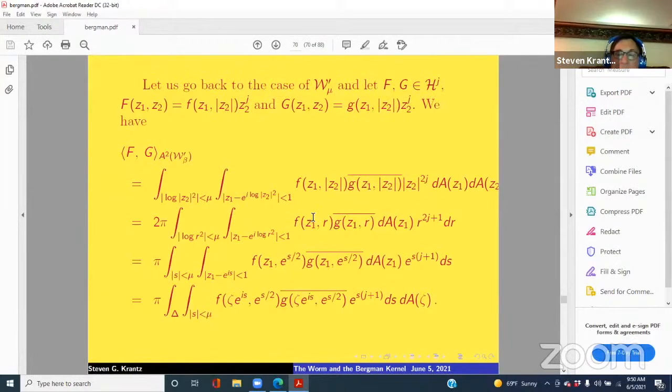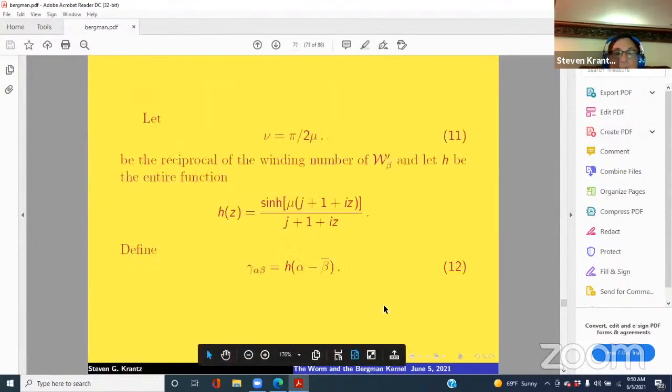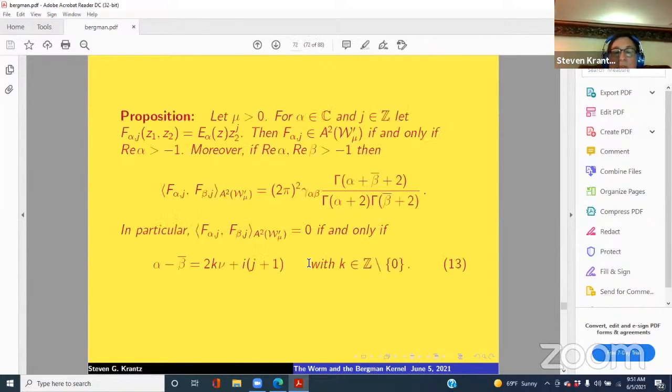We pass to polar coordinates, we do a standard change of variable, and we end up down here. And as we have seen before, we let nu be pi divided by 2, mu be the reciprocal of the widening number of W beta prime, and let H be the entire function sinh of mu times (j plus 1 plus iz) divided by (j plus 1 plus iz), and define gamma alpha beta to be H of alpha minus beta conjugate. And we have this proposition.